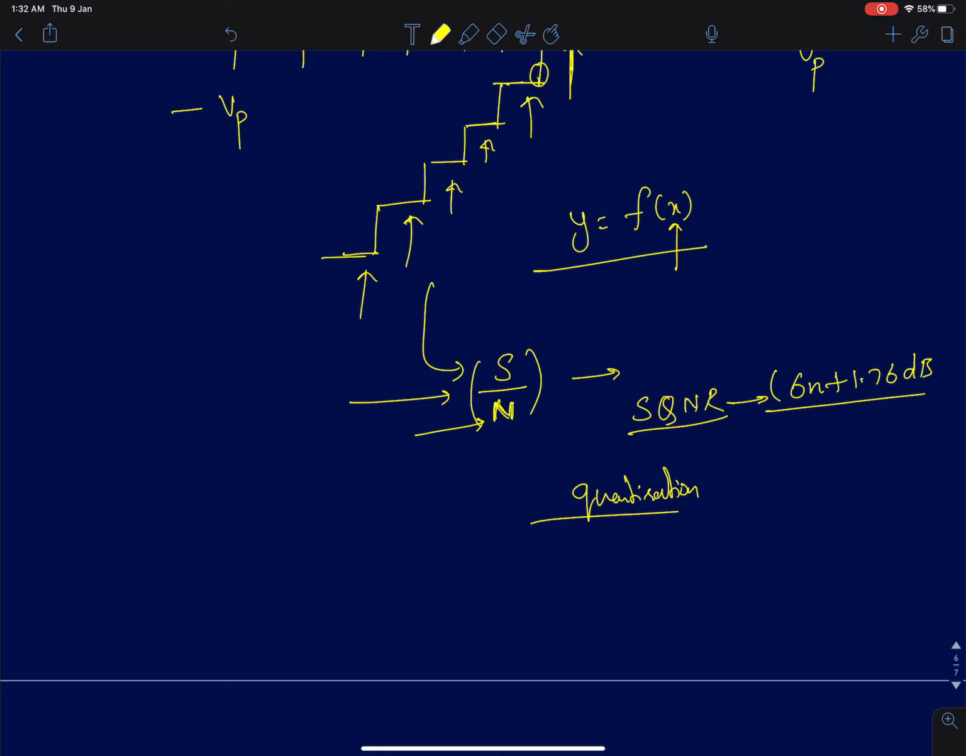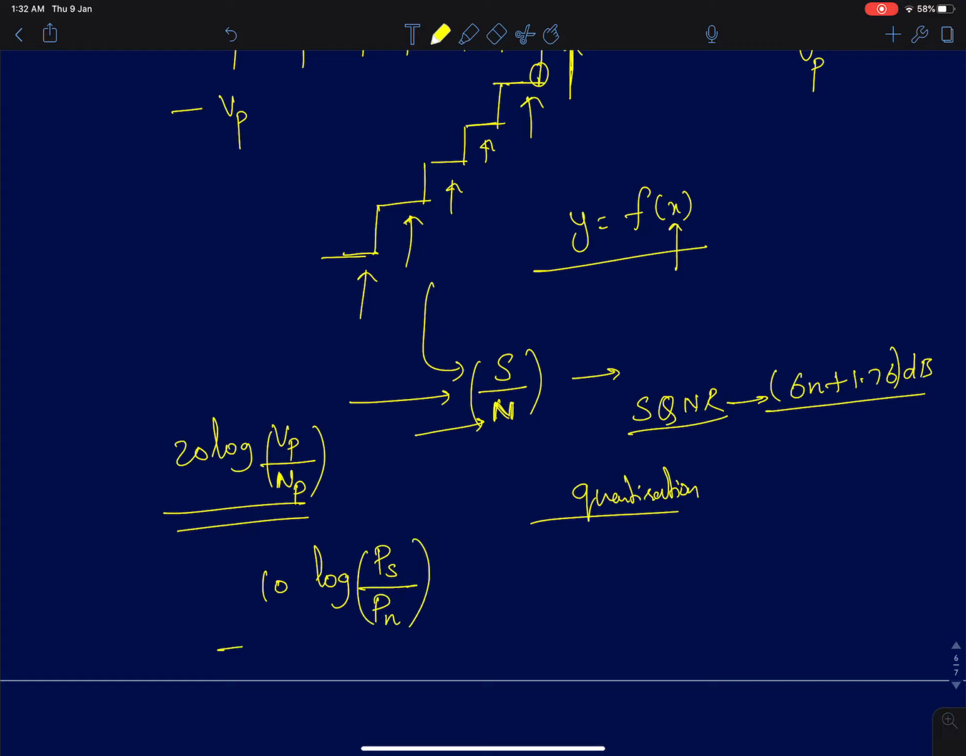Whenever you have gain or signal to noise ratio, we express them in dBs. By now you should know that. So it is 20 log of signal peak voltage by noise voltage, where I'll call NP the noise voltage. Or you can also take 10 log of PS, the signal power, divided by PN, the noise power. These are the two standard formulae for computing signal to noise ratio. This is a fundamental.